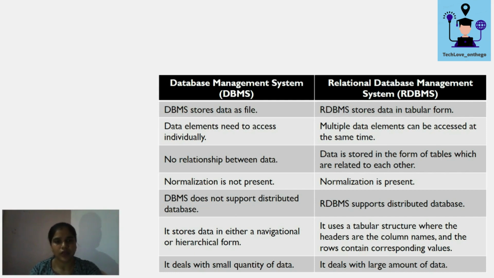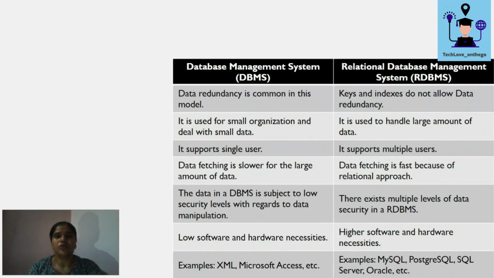DBMS does not support distributed database, but RDBMS supports distributed database, so you can access your database over the network as well. DBMS stores data in either navigational or hierarchical format. In RDBMS, data is represented in the form of relations, that is, in the form of rows and columns. DBMS deals with a small quantity of data, but RDBMS can handle a large amount of data. So this is a very good property of RDBMS.